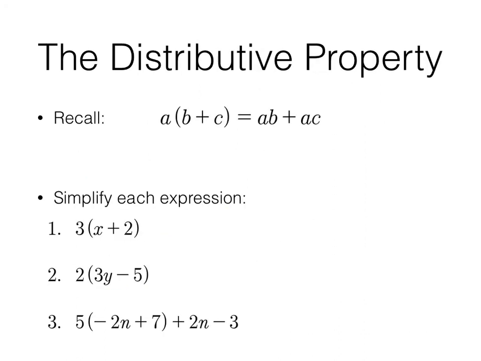Okay, recall your distributive property. A times B is AB, and A times C is AC. Now, if they were both numbers, of course, we could then add them together. But what we'll see here is that we're using algebraic expressions with the distributive property.